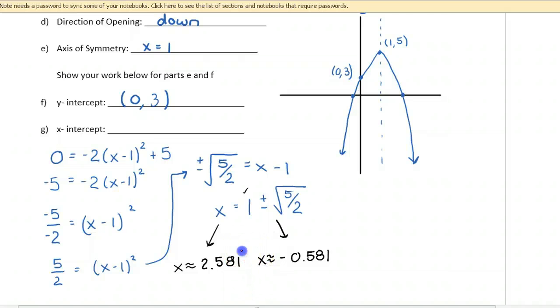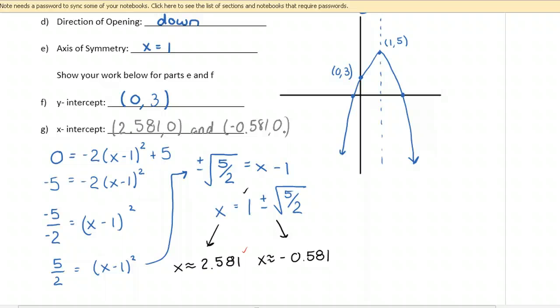At this point I can go back and check and ask, does this make sense? And in fact it does, because we see that 2.581 is positive and is greater than 1, which makes sense based on this sketch. And -0.581 is negative and is just a little to the left of the y-axis, which makes sense. So I could say my x-intercepts here are, let's use a different color, shall we? My x-intercepts are going to be 2.581 and negative 0.581.